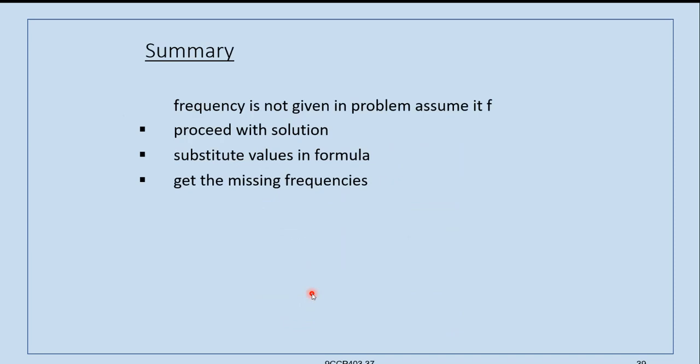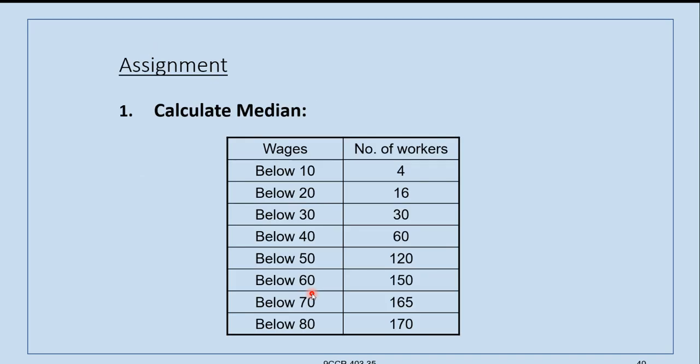And when a frequency is missing, assume it as f if one frequency is missing, or f1 and f2 if two frequencies are missing, and proceed with the solution. Now substitute the values in the formula and get the missing frequencies. So with this, we came to an end of this lesson. Now you practice all the assignment problems given here to understand this topic better.